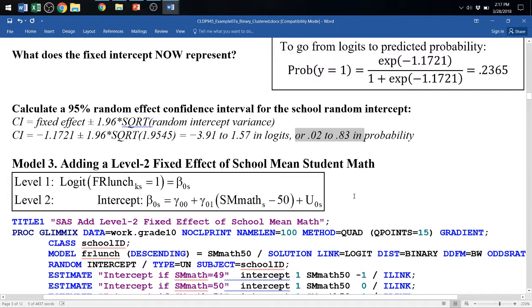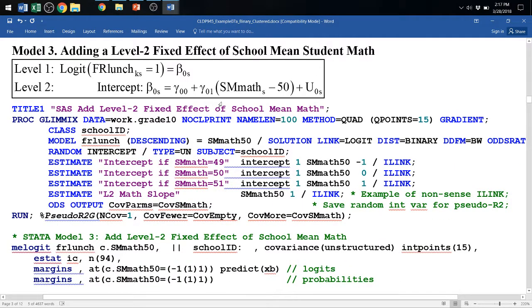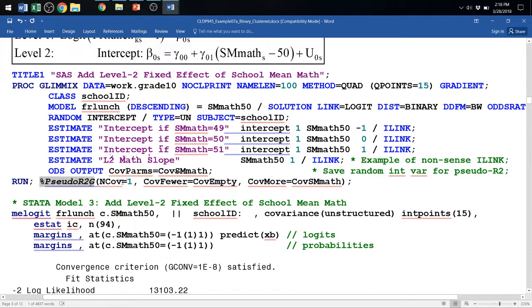So let's add some predictors. First off, I'm adding a fixed effect of school mean student math. So this is just like in your homework where you would have group mean whatever as a level 2 predictor. So school mean math centered at 50 is my predictor here. I am writing out estimate statements to try and demonstrate the importance of order of operations when you're going to do inverse linking. So I'm asking for predicted outcomes for 3 different levels of my predictor of math, as well as I'm trying to unlink a slope to show you what happens when we do that.